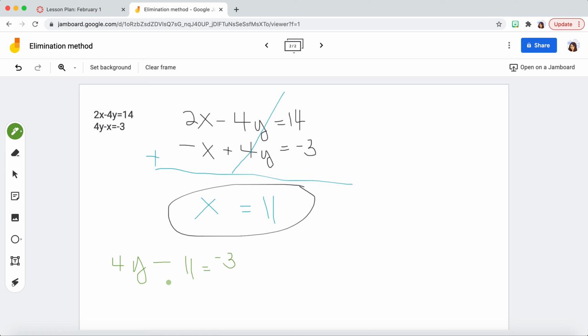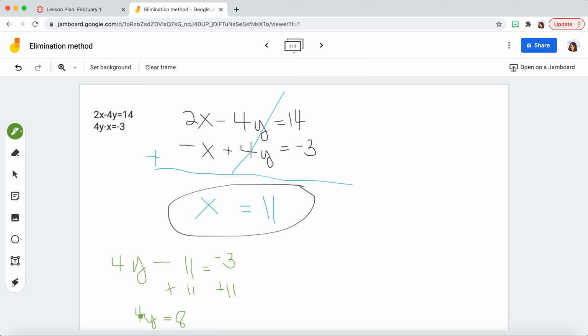Okay, so I want to solve for y. I'm going to add the 11. Add 11. I have that 4y equals -3 plus 11. 3, 4, 5, 6, 7, 8, 9, 10, 11. That's 8.